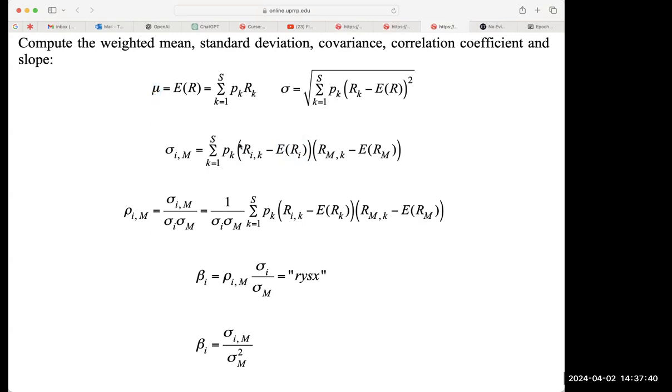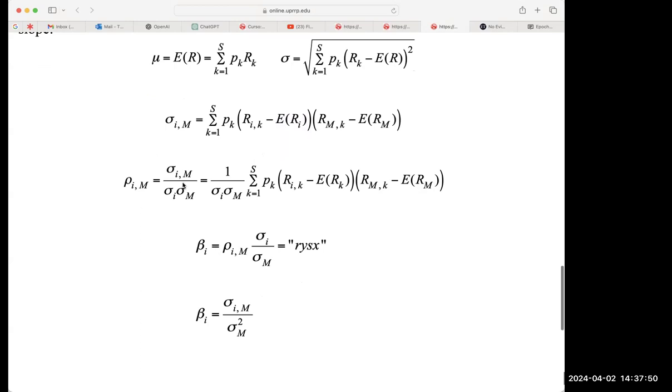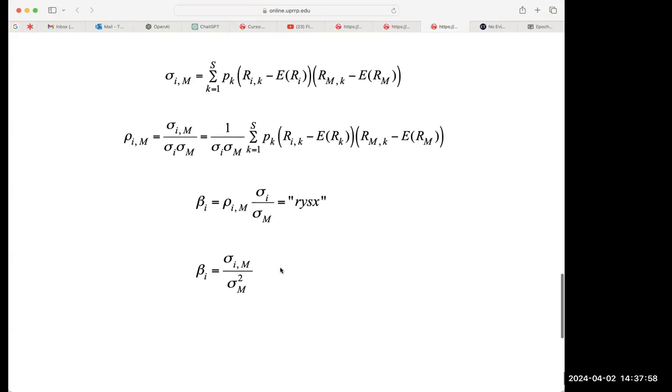This is just the covariance. You have the deviation from the mean for the stock. You have the deviation from the mean for the market, and then the weight. Then you standardize the covariance for the correlation, and then R, S_Y, S_X.